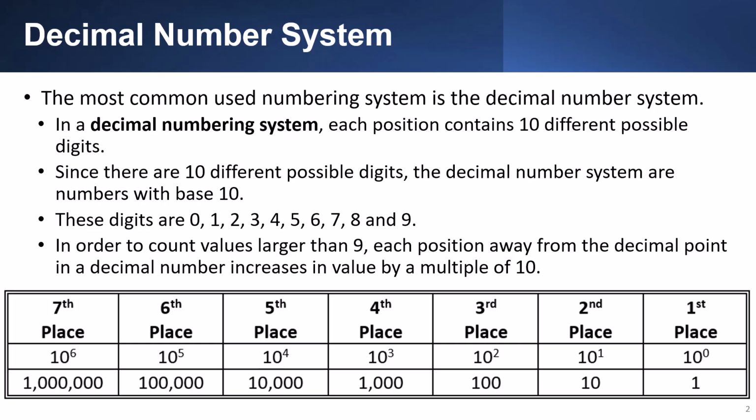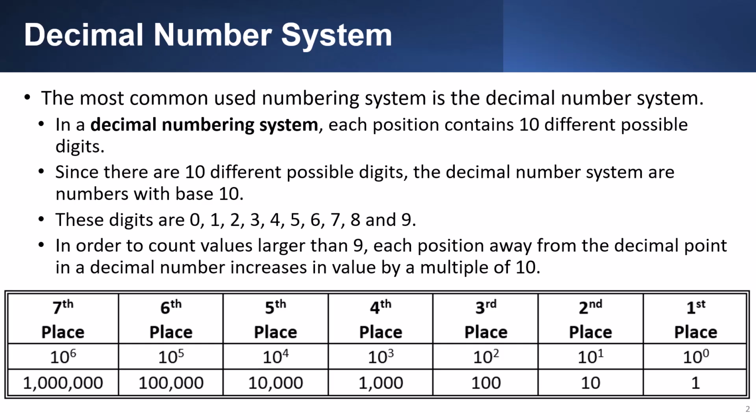The most commonly used numbering system is the decimal number system. In a decimal numbering system, each position contains 10 different possible digits. Since there are 10 different possible digits, the decimal number system is numbered with base 10. These digits are 0, 1, 2, 3, 4, 5, 6, 7, 8, 9.